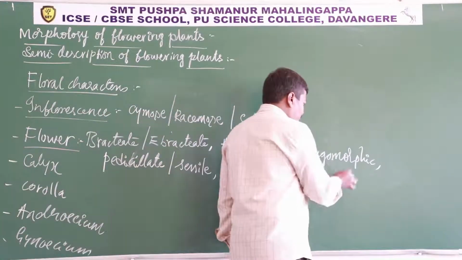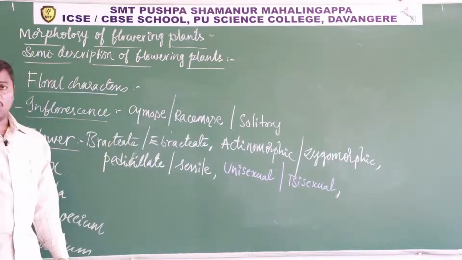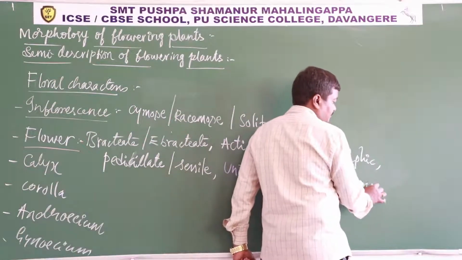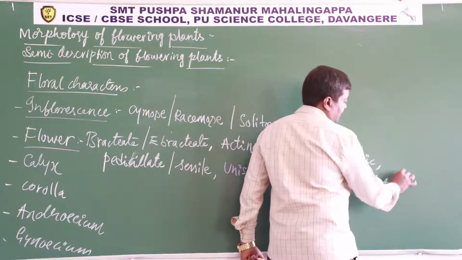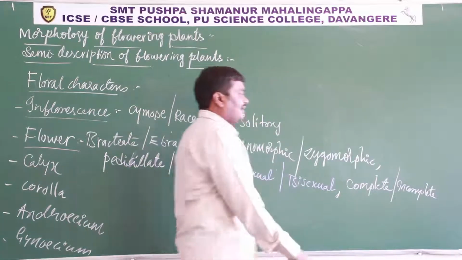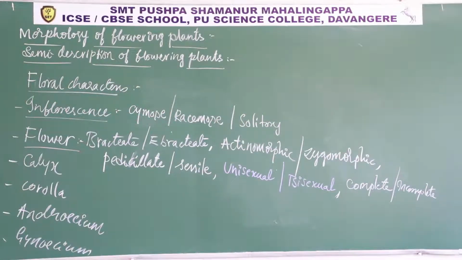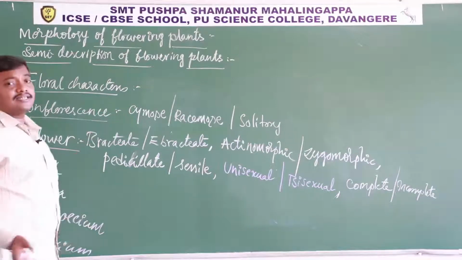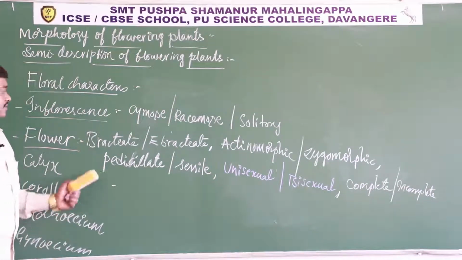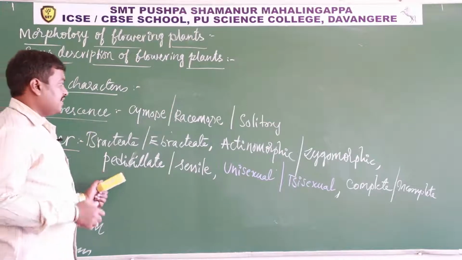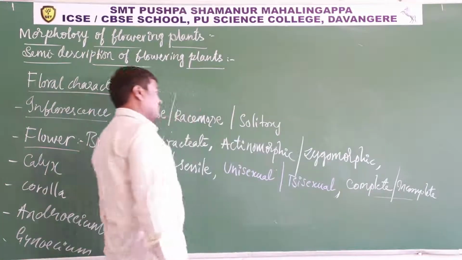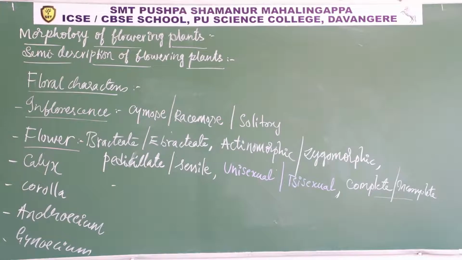Okay, so after that, if the flower has all the whorls, calyx, corolla, androecium and gynoecium, it is called a complete flower. The opposite of complete is incomplete. Whether the flower is a complete flower or an incomplete flower. If any whorl is missing, it is called incomplete. If all the whorls are present, it is called a complete flower. Okay. Then, so bracteate, ebracteate, actinomorphic or zygomorphic, pedicellate or sessile, unisexual or bisexual, complete or incomplete, and because we are going to mention unisexual and bisexual, that also indicates that.